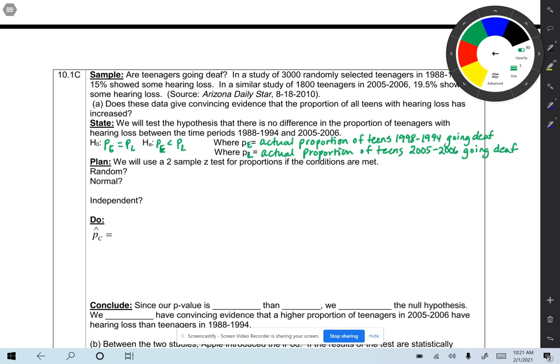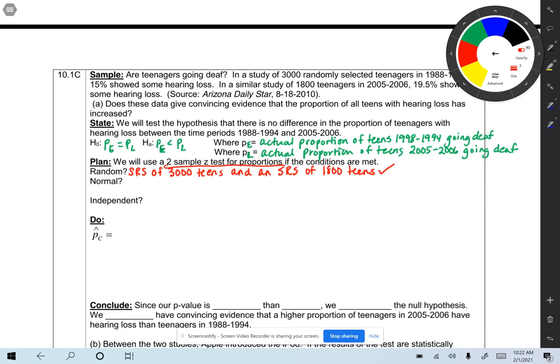We will use a 2-sample z-test for proportions if the conditions are met. So random: a simple random sample of 3,000 teens and a simple random sample of 1,800 teens. Okay, normal condition. So we have to do 4.